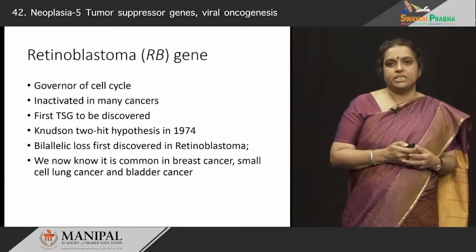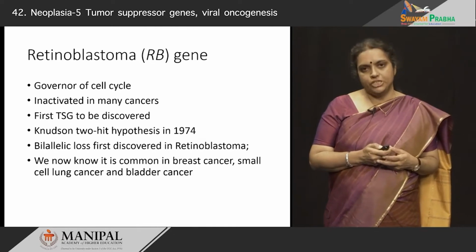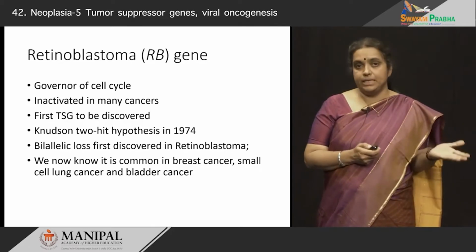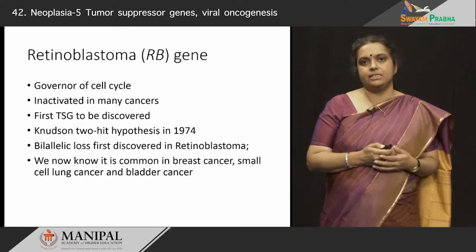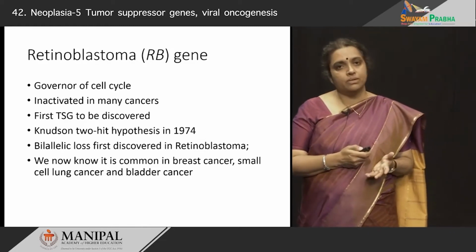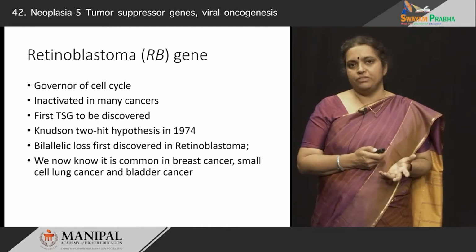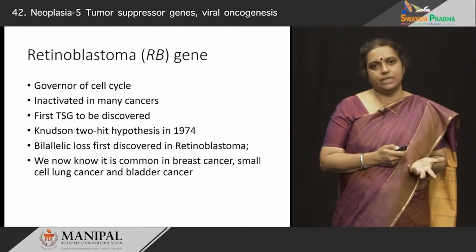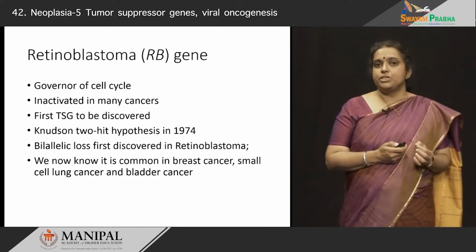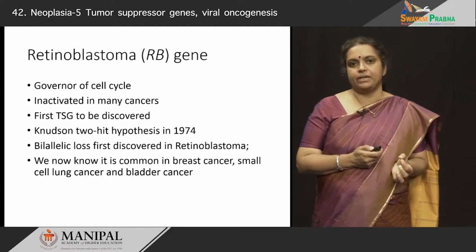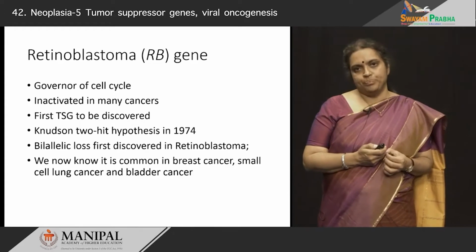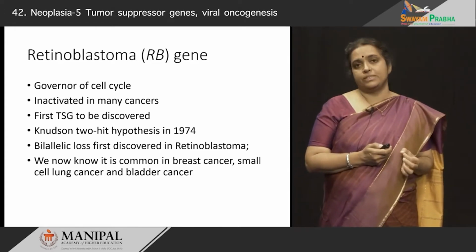Now, the retinoblastoma gene is a very important tumor suppressor gene that was first detected, as the name suggests, in the very rare disease called retinoblastoma. Retinoblastoma is a disease that occurs in children, and it is an abnormal proliferation of immature retinal cells that becomes cancerous. The retinoblastoma gene as a tumor suppressor gene was first identified in retinoblastoma patients. Now, what does this gene normally do? It is also called the governor of the cell cycle.